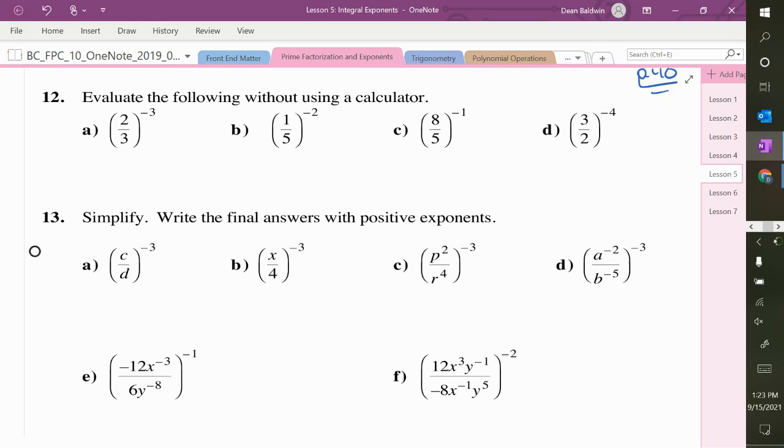Evaluate without using a calculator. Okay, so 2 over 3 to the negative 3. We're doing A. How do I get rid of the negative exponent? Just flip the fraction. So it becomes to the power of 3. Where does that 3 go now? Everything. So it's 3 cubed over 2 cubed. What's 3 cubed?